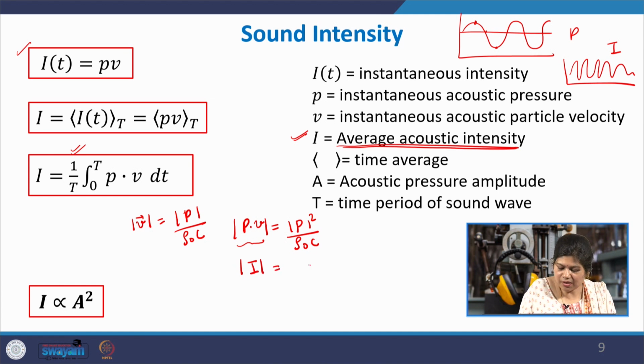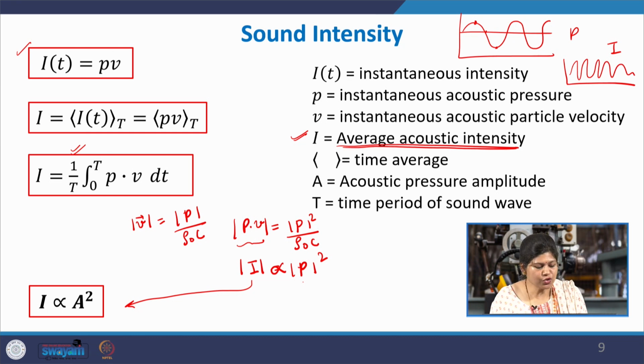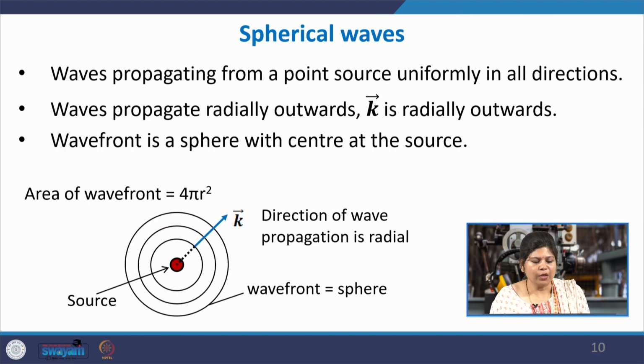So, the intensity is directly proportional to the pressure square, the magnitude of the intensity, and this P has a certain amplitude. So, we can directly come to the conclusion that the intensity would be directly proportional to the amplitude square of an acoustic wave. Now, let us see another wave front which is called the spherical waves, and then we will derive the equation for sound power and intensity for the harmonic plane waves, spherical waves and the cylindrical waves.